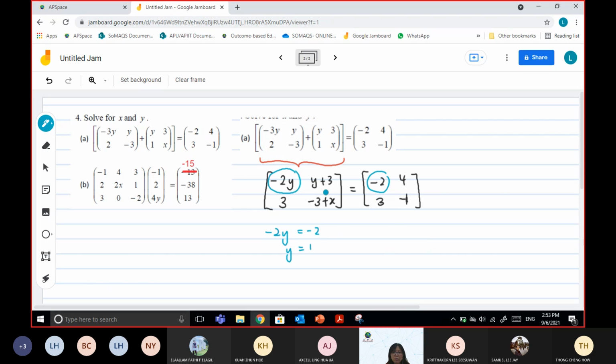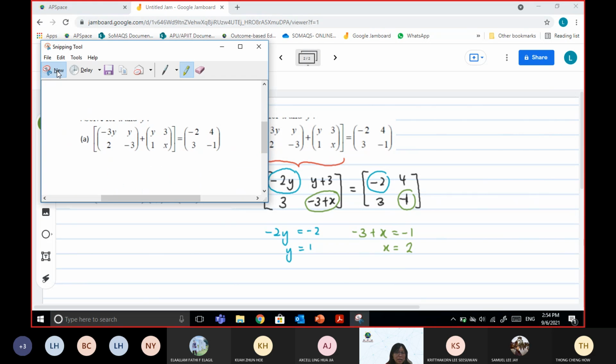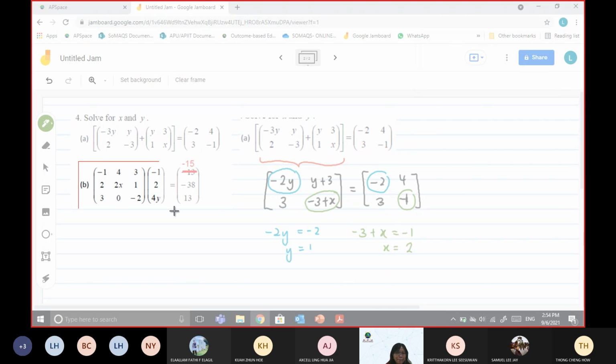Now that we have solved y, we solve for x. So this part and this part: negative 3 plus x equals negative 1. So x equals negative 1 plus 3, which is 2. So x equals 2. That's how we solve for the unknown. Then next will be question B.